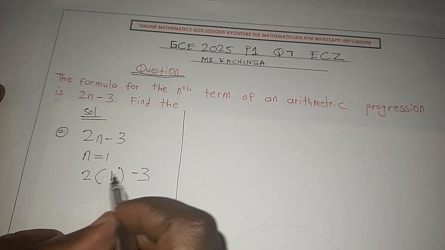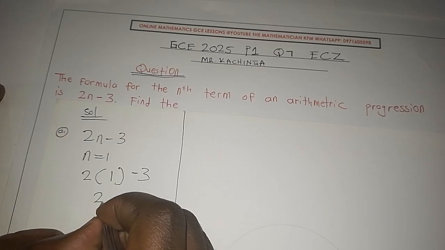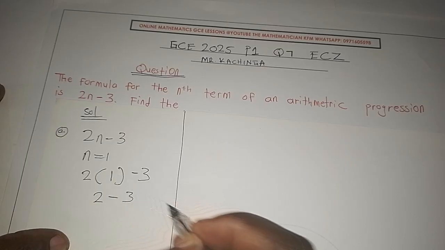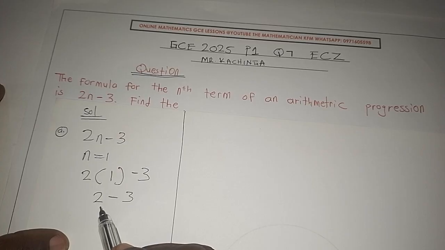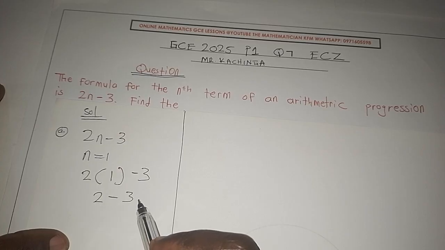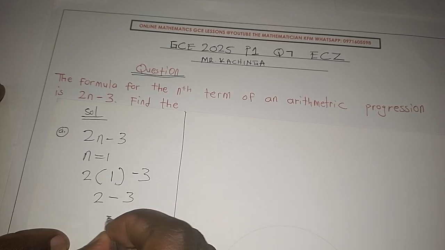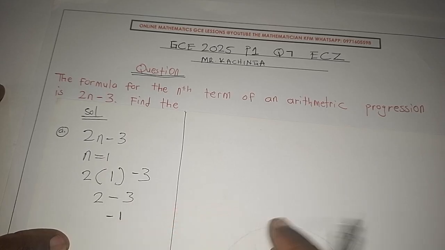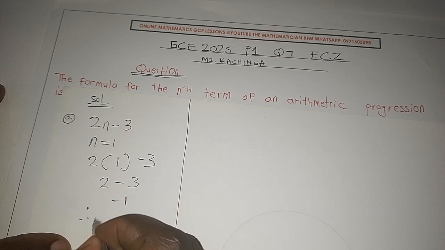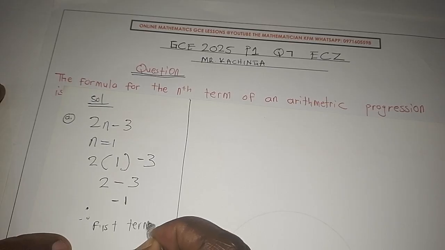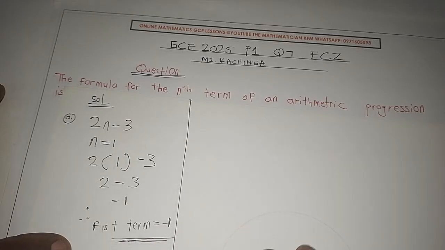Then 2 times 1, we know that is 2. Then minus 3. What is 2 minus 3? Take note, 2 is small and 3 is big, meaning our answer should be negative. So that will be negative 1. Now you can say therefore the first term is equal to negative 1.